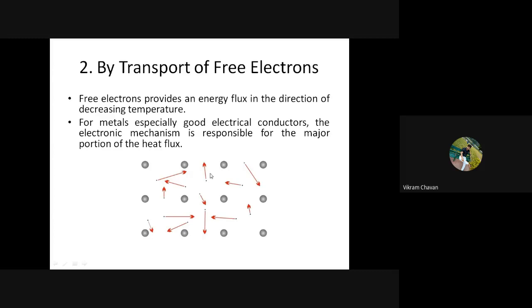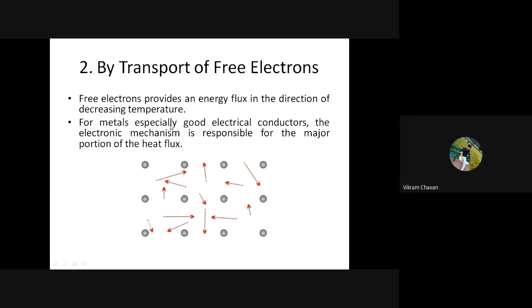The electrons from the higher temperature region start traveling to the lower temperature region, which is called an energy flux. These electrons carry the heat from one region to another region. So the transport of free electrons is nothing but free electrons providing an energy flux in the direction of decreasing temperature.